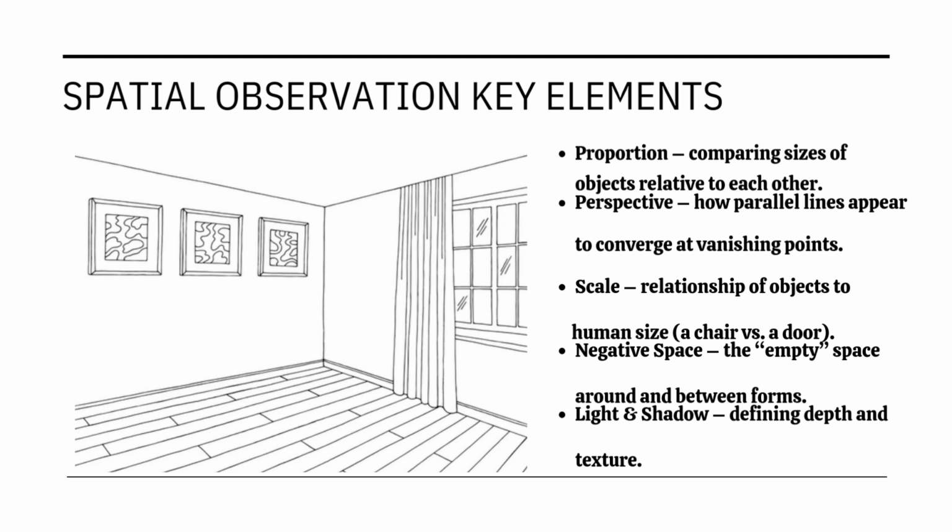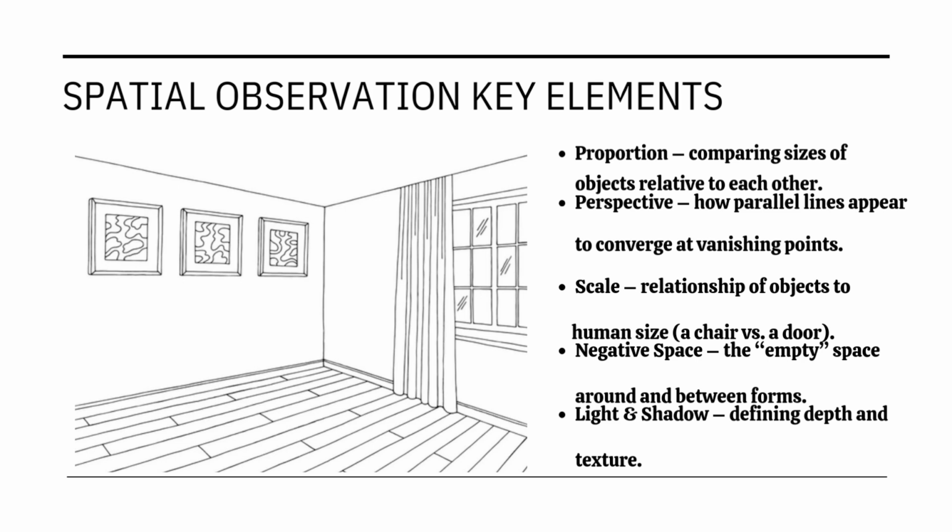We can demonstrate that scale from human to object size, from a chair versus a door, or a picture on the wall versus a window on the wall. Seeing where that negative space lies, the empty space around and between the different forms, and looking at the light and shadow and defining the depth and texture. All are examples where we are going to see those spatial observations taking place in our drawings.